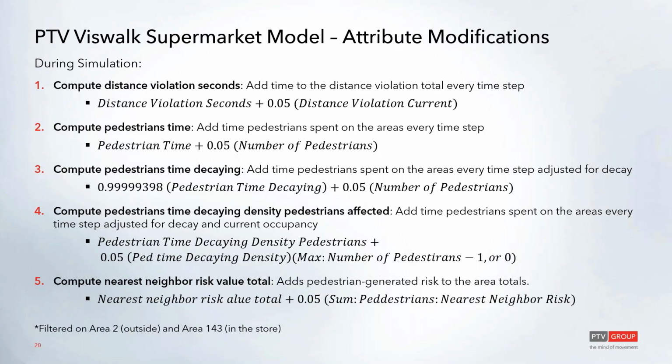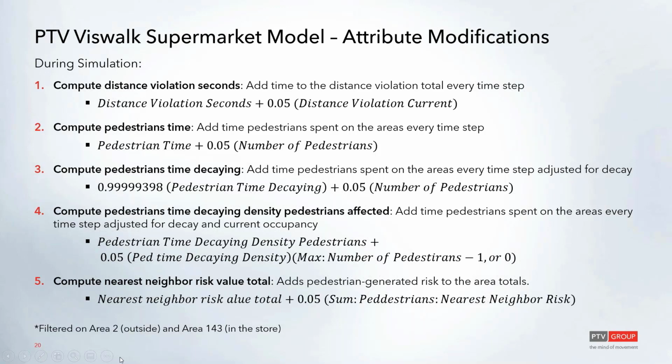So every 10th of a second or every 20th of a second, we need to add 1/20th of a distance violation time. And so that's what that 0.05 is. And then we'll calculate the distance violation time. We'll compute the total time spent on an area. Every time a pedestrian is on an area, we'll add a 20th of a second.